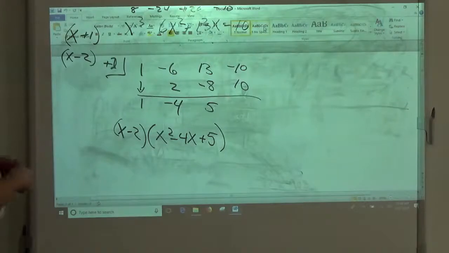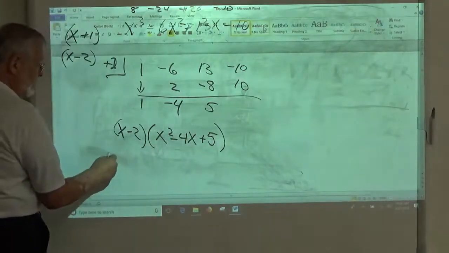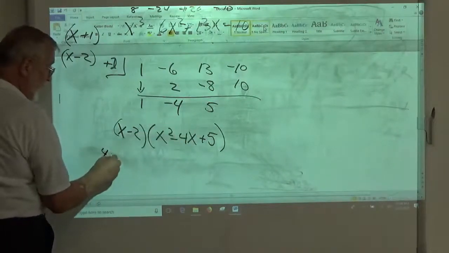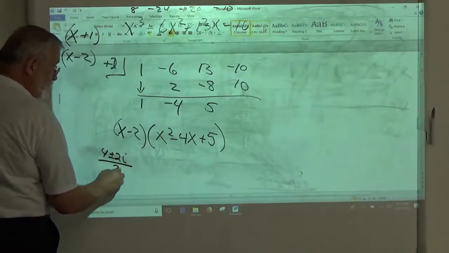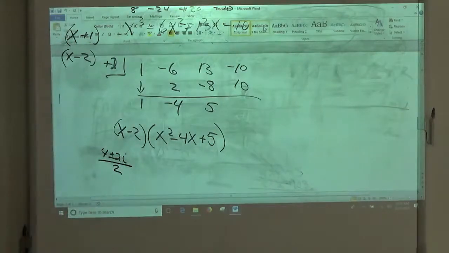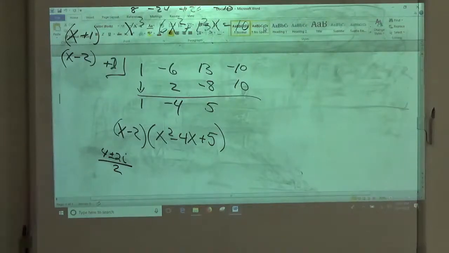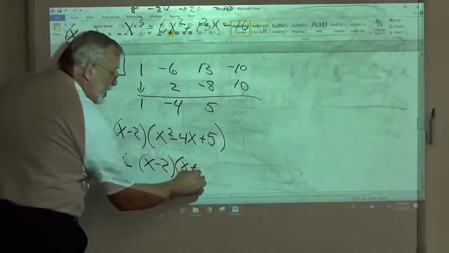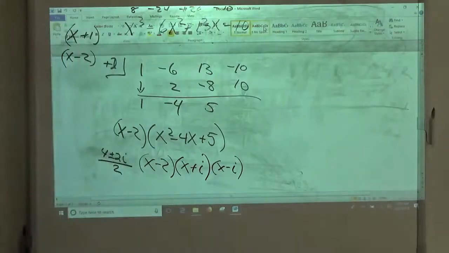But, so I have this. Now, remember that if we start this, we're going to have the opposite of b, 4, and I just calculated the other part in my head, plus or minus 2i over 2. So what will that be? 2 plus i and 2 minus i. So this is x minus 2 and x plus i, x minus i. One real, 2 imaginary.